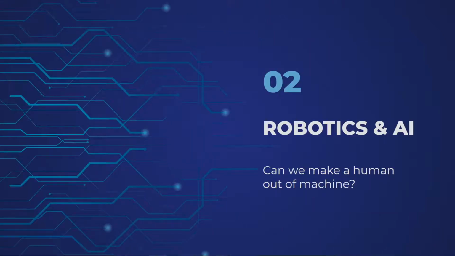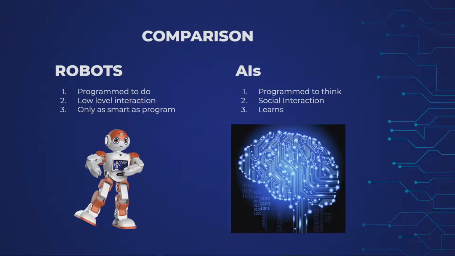Next, we have to talk about robotics and AI. Can we make a human out of a machine? The answer is not really. Well, let's see how we can implement a human-like machine. But it's not actually human, just similar. That's why we call them artificial intelligence. Comparison between robots and AIs.